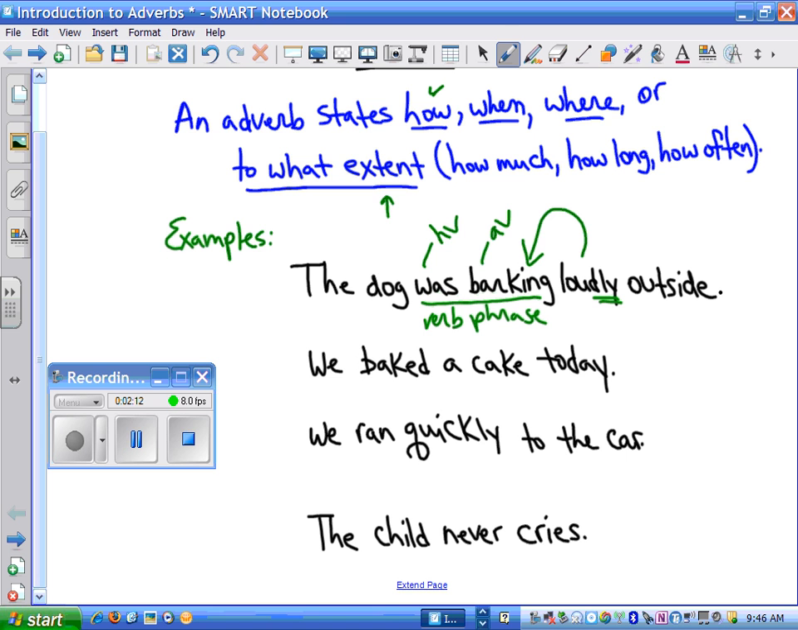We also have another adverb in this sentence, and this is outside, right? And that outside is giving us information about the where. But the dog was barking where? Outside. Right, so this is our adverb. Two adverbs in our sentence. Of course, dog is our noun, and the is our adjective or definite article.